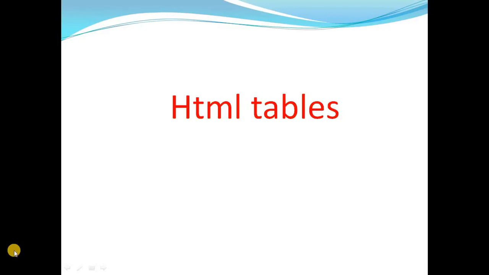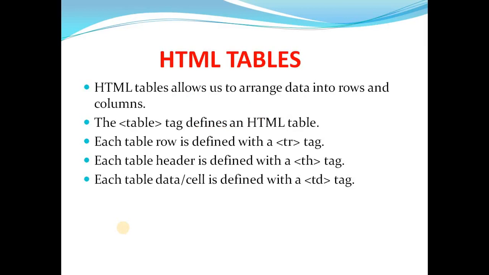In today's class let us learn about HTML tables. HTML tables allow us to arrange the data into rows and columns. The table tag is used to write the HTML table. Each table row is defined with a tr tag. If you want to write the row, then we have to use this tr tag.